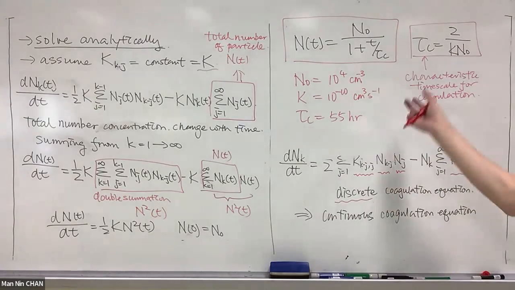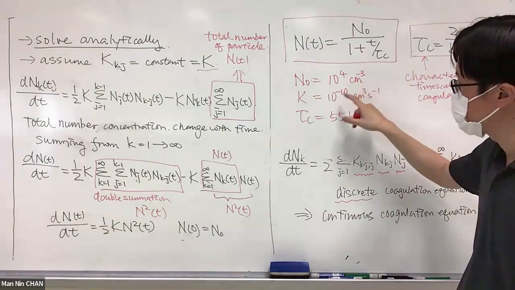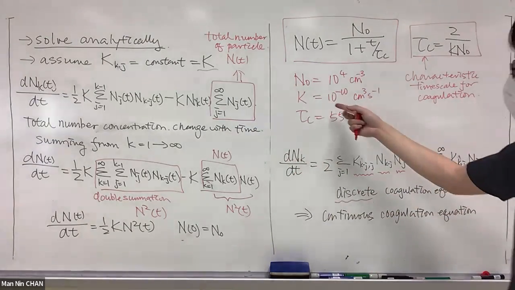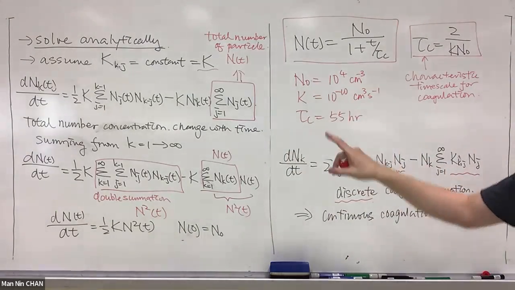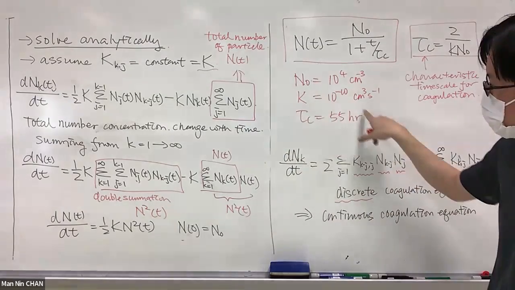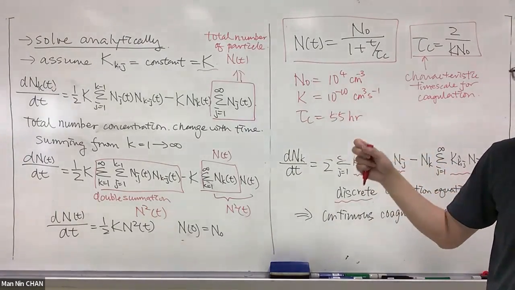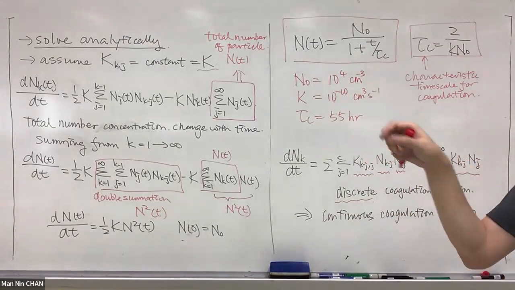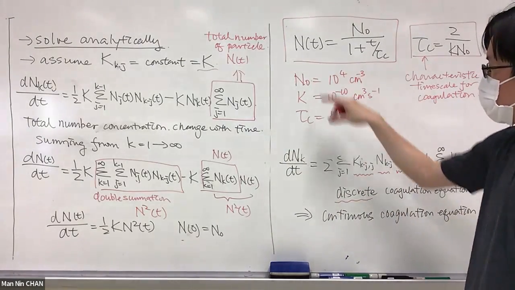So in case you have some particles in your system with this number concentration, and this overall average coagulation coefficient of 10 to the power minus 10, which is a lower limit, the time is about 55 hours, about 2 or 3 days. Then you will reduce the number concentration to about 50% of the initial number, for the ambient.